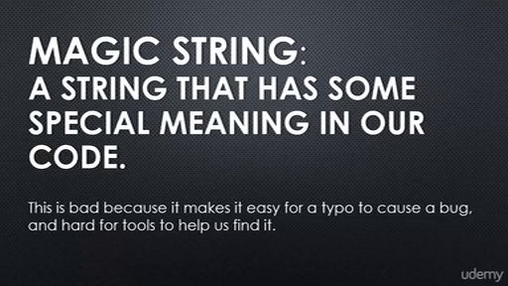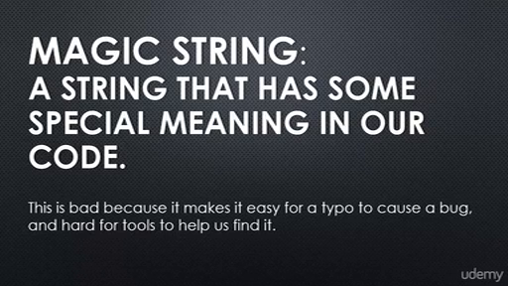This is bad because it makes it easy for a typo to cause a bug. I type the wrong string and suddenly it doesn't work. And worse, it's hard for tools like Visual Studio Code or others to help us find that bug, because it's just a string. It's not a variable. So any tool that we might be using can't just tell us, oh, I don't recognize that variable. So relying on strings to be the basis for the logic in your code can be problematic. And a string that is one of those things, something that we are relying on, is called a magic string. So there are a few ways to deal with that.